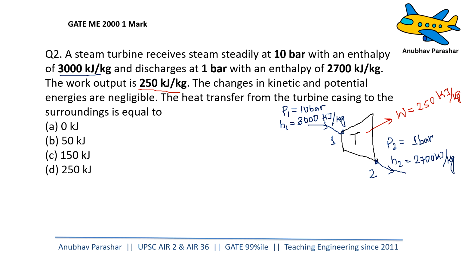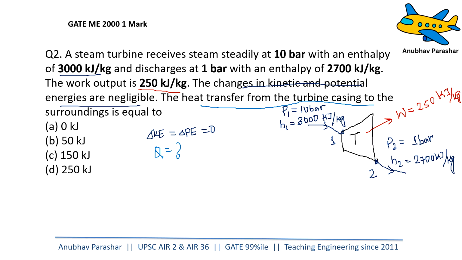So let us try to write down the equation, right? And even before that, the changes in kinetic energy and potential energies are negligible. So delta KE, it is given in the equation, delta KE is equal to delta potential energy, which is equal to 0. But here, one thing if you notice, the heat transfer from the turbine casing to the surrounding is being asked, right? So unlike in the last equation, here the heat transfer is not going to be 0.